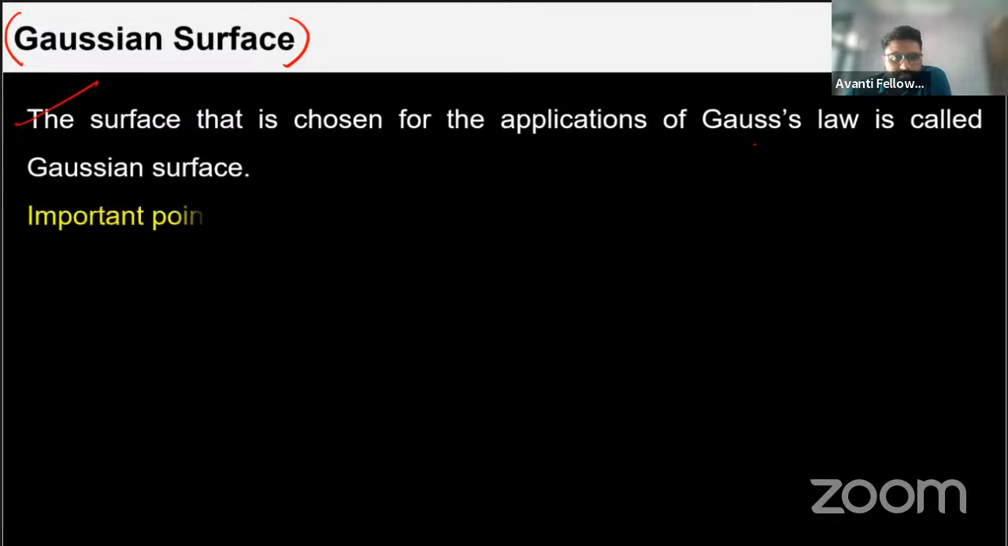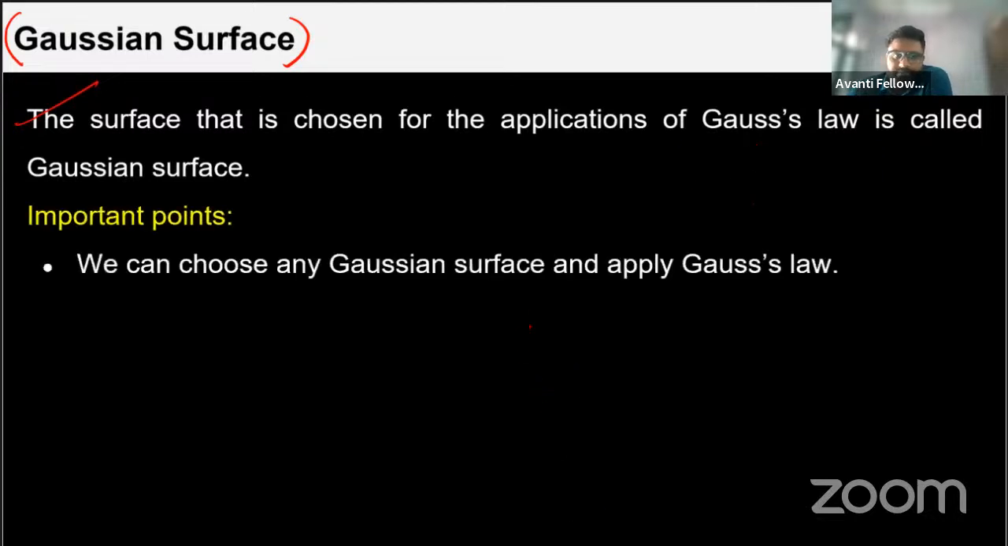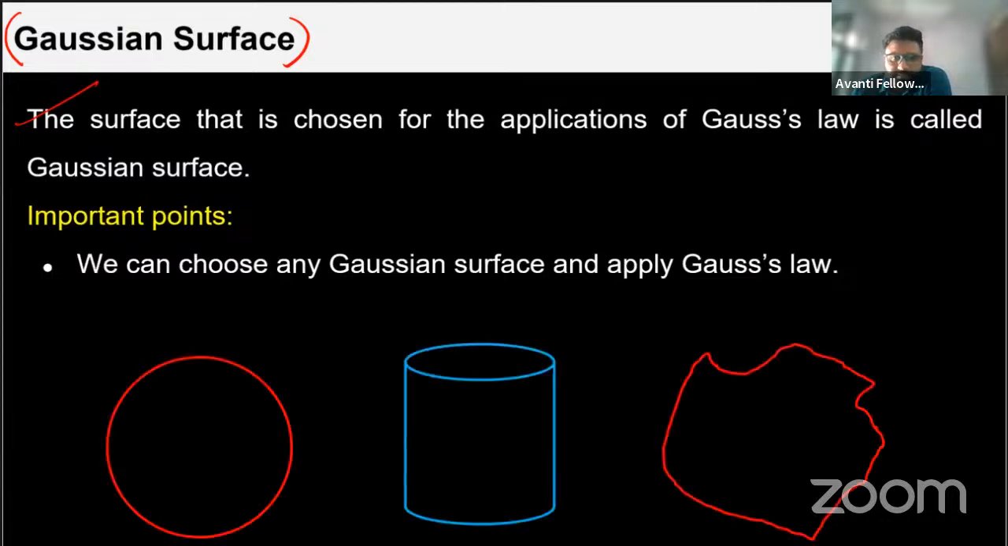Now, an important point: you can choose any Gaussian surface, but what is the condition? You must know the surface area.